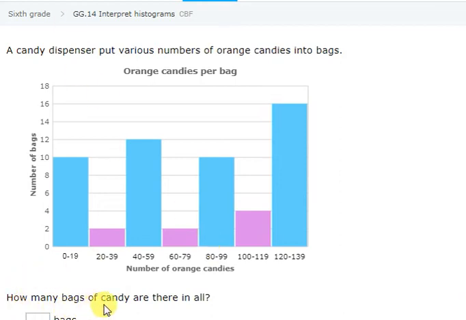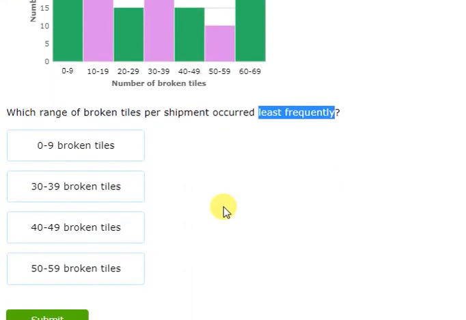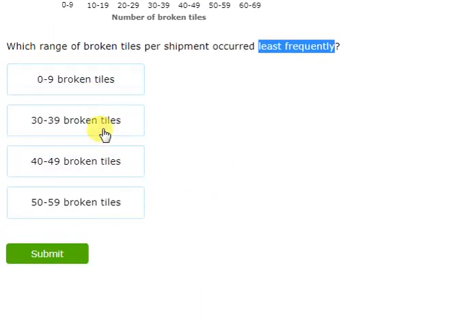Again they are asking how many bags of candies there are in all. In all means we have to count all the bars. Okay, in this histogram they are asking which range of broken tiles per shipment occurred least frequently. Least frequently means the shortest bar, right? Least means the fewest among all. So you have to look for the shortest bar. This is the shortest bar we have. That means 50 to 59 is the number of tiles which were broken least frequently.